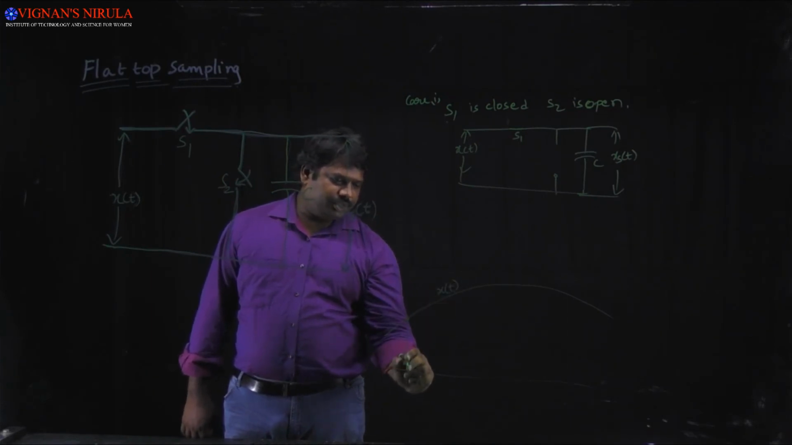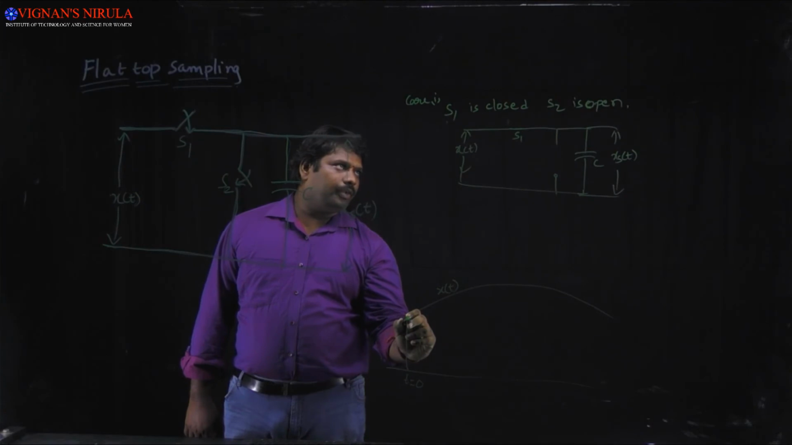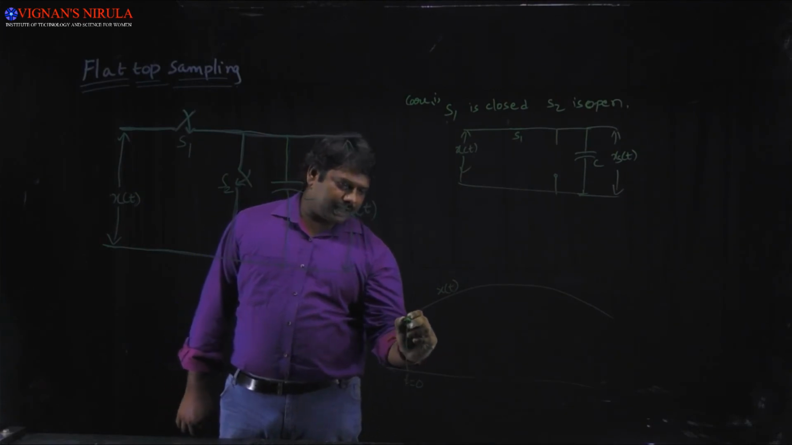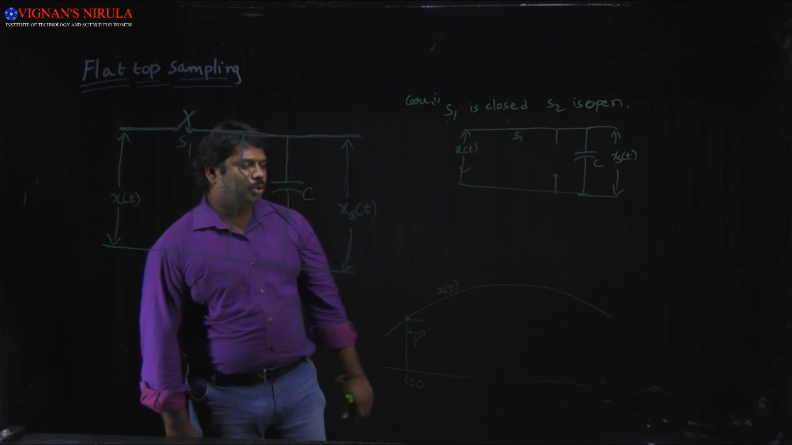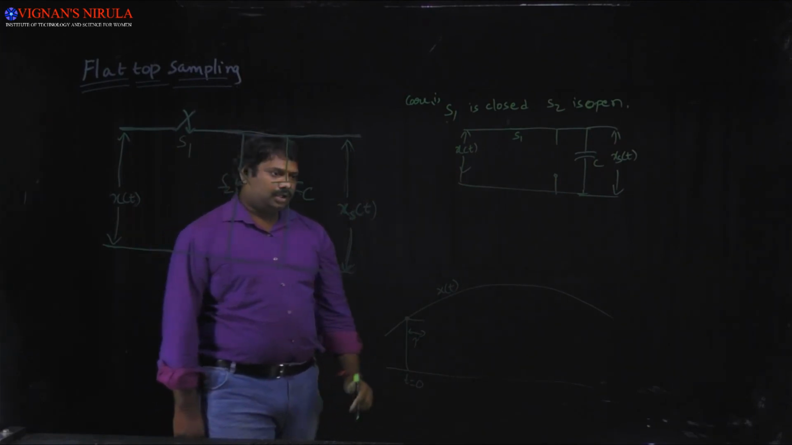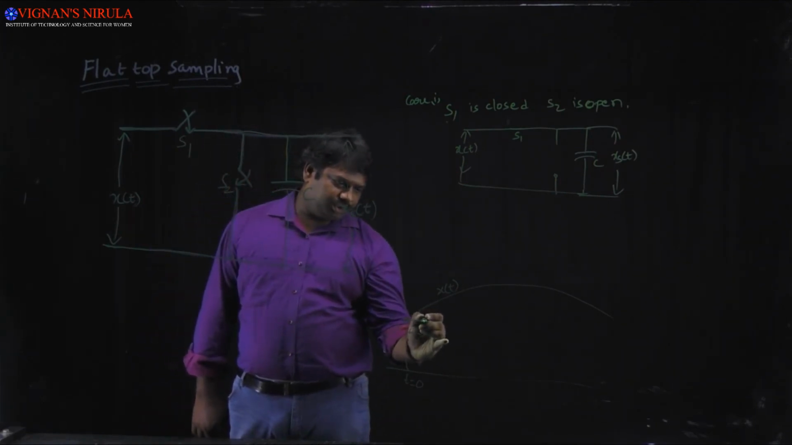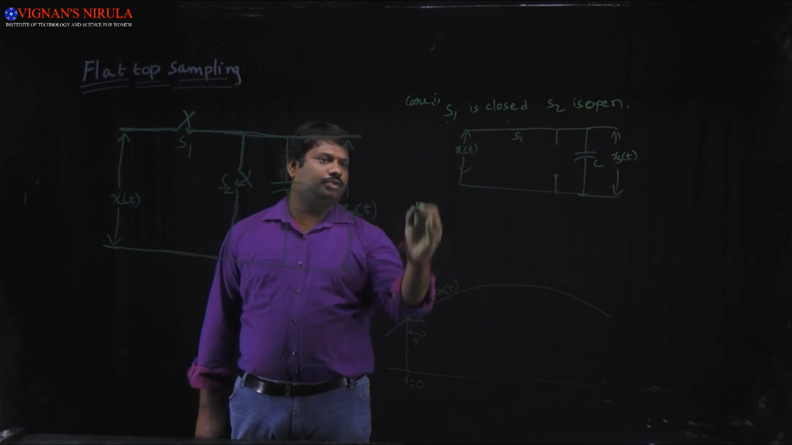The capacitor will be charged to this particular value, and this particular sample will be held for a particular duration of tau. Generally, this tau will be a very small value. Therefore, it will be held for a particular duration of tau.